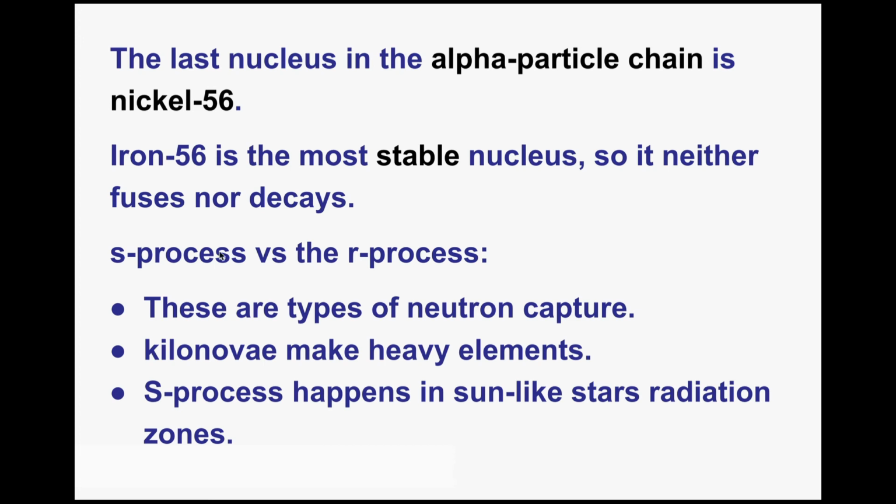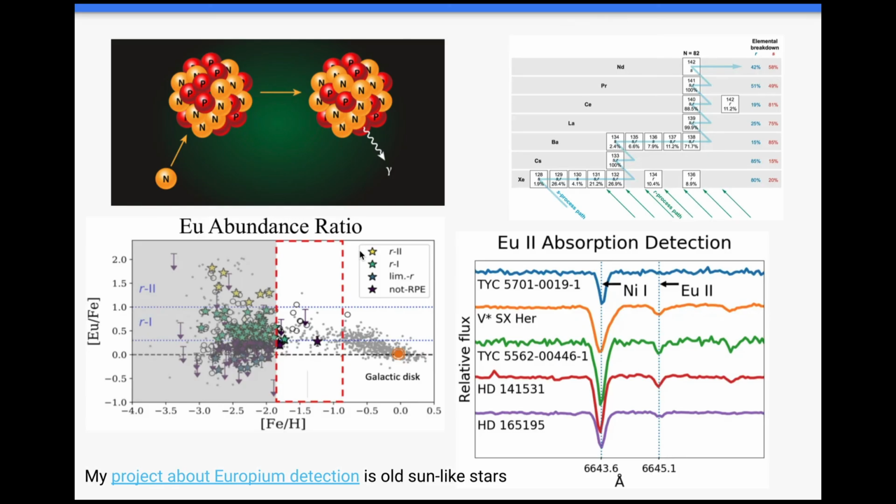So the S process happens in stars like the sun. As stars age, neutrons kind of run into atoms that are already there. So that's called the S process. But during a kilonova and a supernova, that's what we call the R process. It happens rapidly.